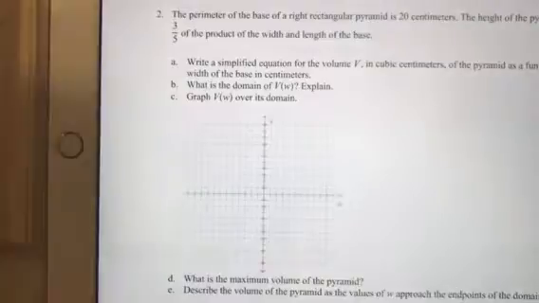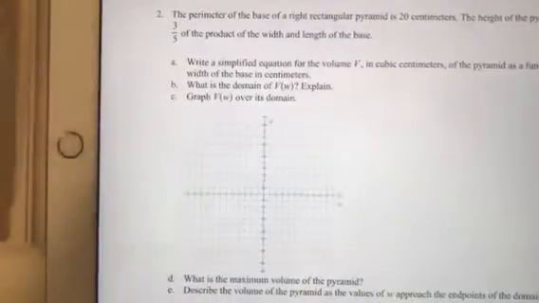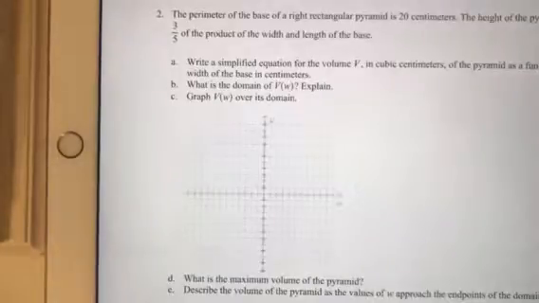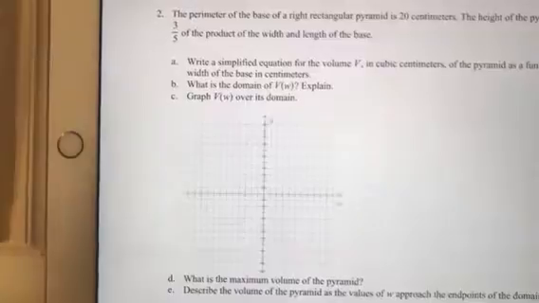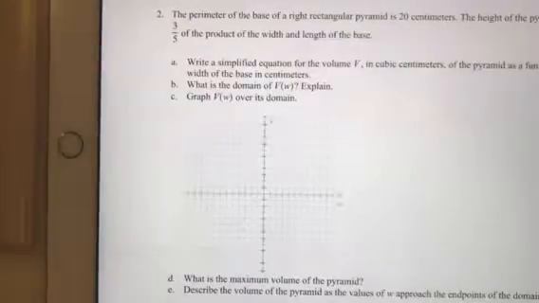Number 2, the perimeter of the base of a right rectangular pyramid is 20 centimeters. The height of the pyramid equals 3/5 of the product of the width and the length of that base. Write a simplified equation. What is the domain? Graph it over the domain. What is the max volume? Describe the volume. Okay, they have already solved this one for you in your answer key. So I'm just going to refer back to that because they do all the work for you.